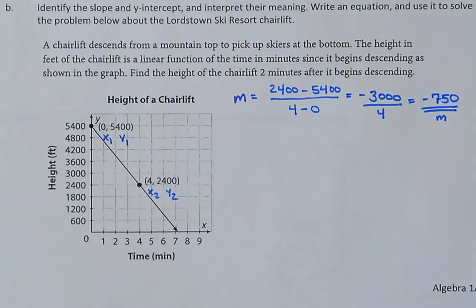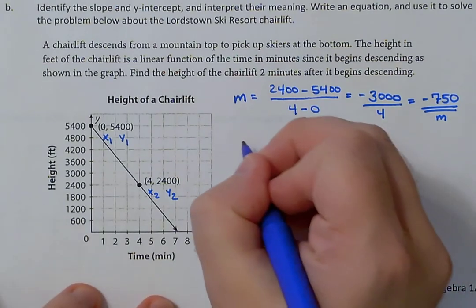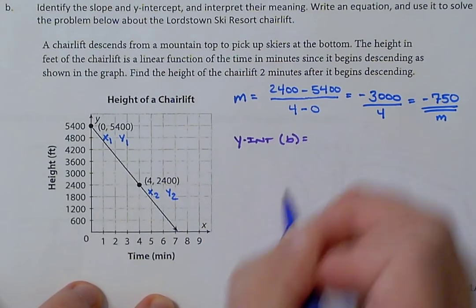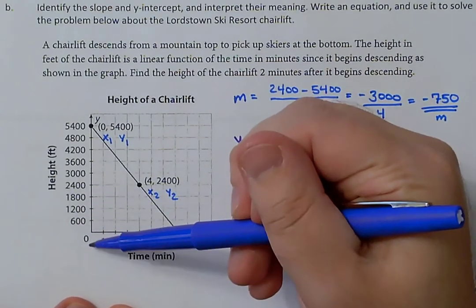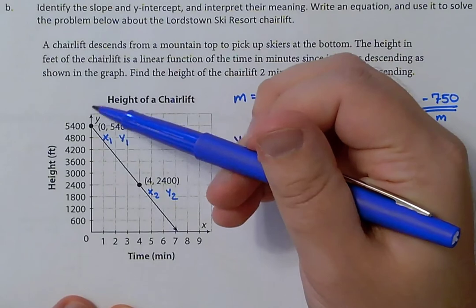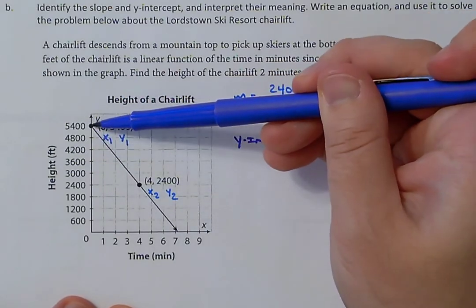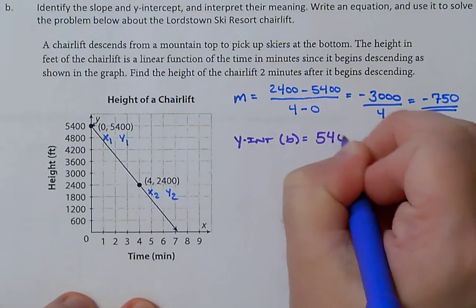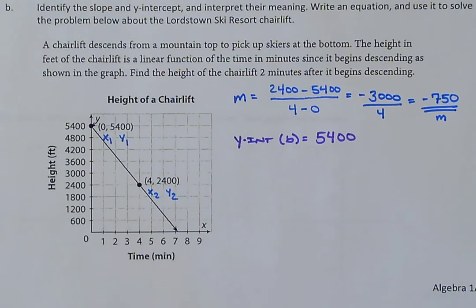Now, at this point, you could plug it back into the equation y equals mx plus b to figure out your y-intercept. But since they gave us a graph, they have demonstrated what our y-intercept is. Remember, your y-intercept, or your b value, is where the graph crosses the y-axis, so where it crosses this line right here. We know where this graph intersects with the line, and that's at 5,400. So I know that my y-intercept is 5,400.